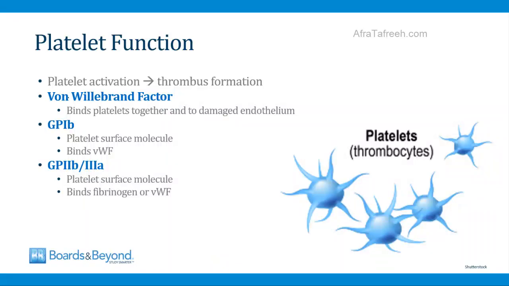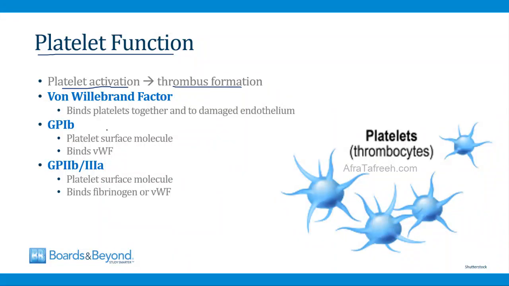Before we talk about thrombocytopenia, let's briefly review how platelets function, because understanding this is very important to understanding all the causes of thrombocytopenia we'll talk about later. So platelets circulate in an inactive state, but they can become activated, and when that happens, this leads to formation of a thrombus. Platelets together with fibrin from the coagulation cascade are what make up blood clots or a thrombus.